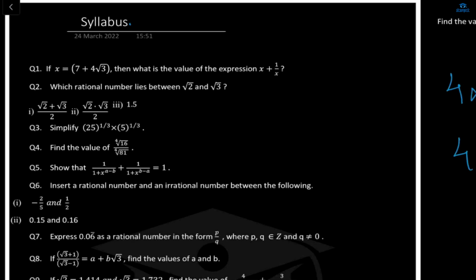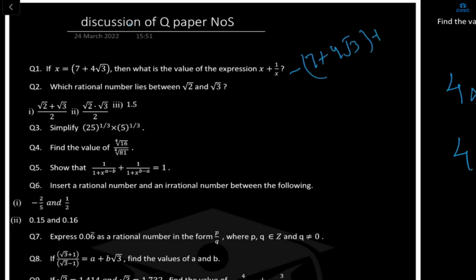Yes, ma'am. I rationalized it. Okay, and after that, in place of x you'll write 7 plus 4 root 3, and in 1 by x, after rationalizing, you will keep 7 minus 4 root 3. So your answer will be 14. The exact answer will be 14, because this expression is 7 plus 4 root 3, and when you rationalize 1 by x, you will get 7 minus 4 root 3. So the root terms get cancelled, and 7 plus 7 is equal to 14. Okay, for the first one, any doubt, anybody?